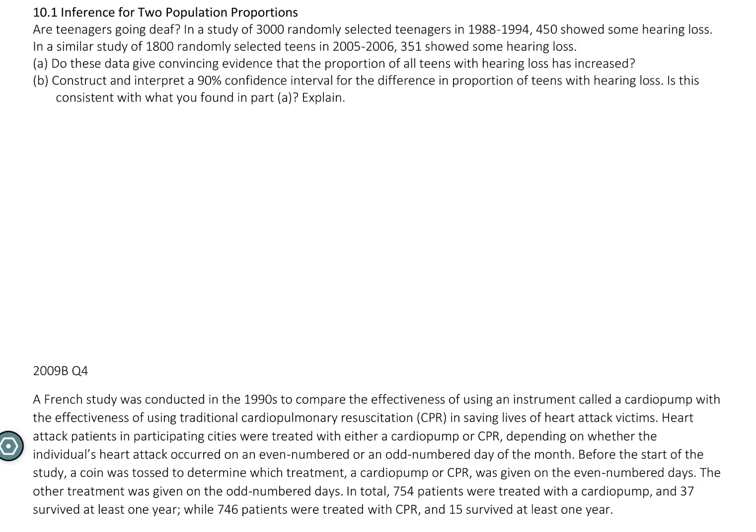This first one, are teenagers going deaf? In a study of 3,000 randomly selected teenagers from 1988 to 1994, 450 showed some signs of hearing loss. In a similar study of 1,800 randomly selected teens in 2005 to 2006, 351 showed some hearing loss. So very, very brief as far as what is going into this prompt, but you should be able to recognize some of the key phrasing: two different random selections, two different groups of people. So two different samples, two different populations, also two different numbers of successes. And we're going to want to write that stuff down.